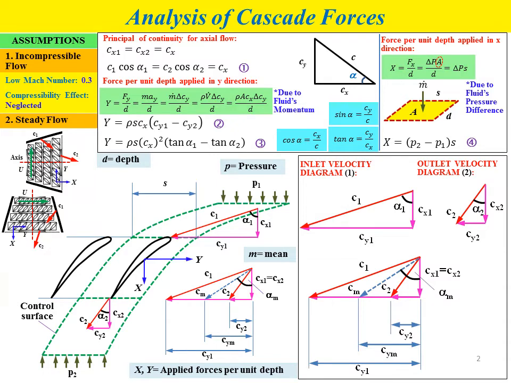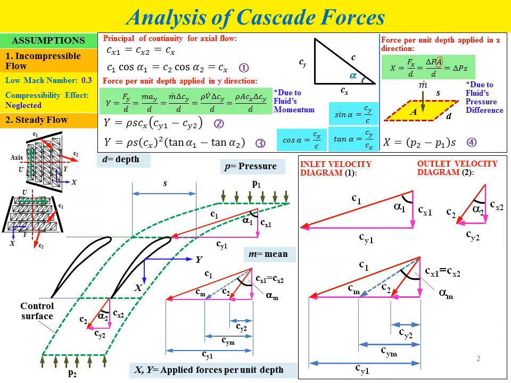And by using the pressure equation, we get Fx equal to delta p times A, the cross section area, divided by d. And also by changing the value of A, we get delta p equal to s. S represents the spacing distance. So we get this formula due to the fluid pressure difference.